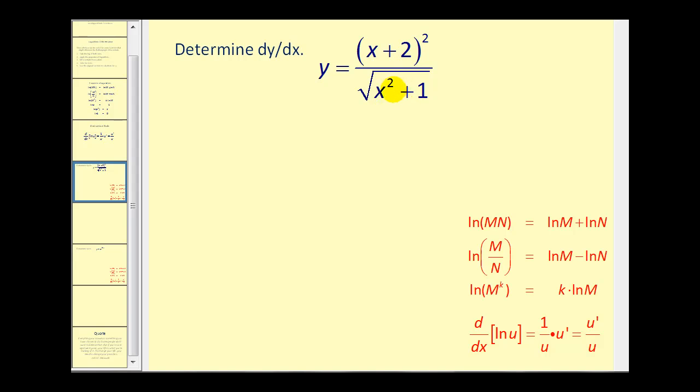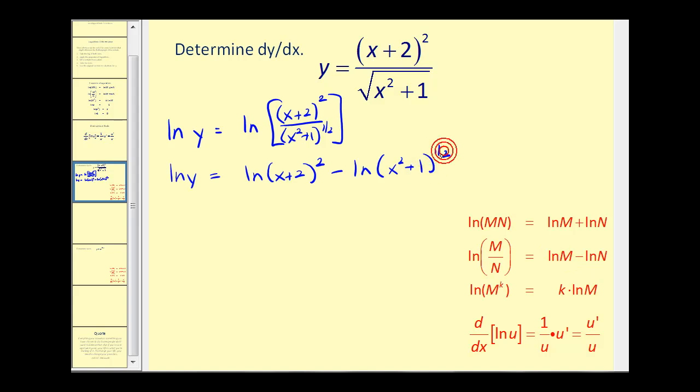So we'll take the natural log of both sides of the equation. I'm also going to rewrite this as x squared plus 1. Notice how when I did this, I also rewrote the square root in rational exponent form. Now we can apply the property of logs, meaning because this is a quotient, we can write it as a difference of two logs. So let's go ahead and do that. And now we can apply the power property. So we would have 2 natural log (x plus 2) minus 1/2 natural log (x squared plus 1).